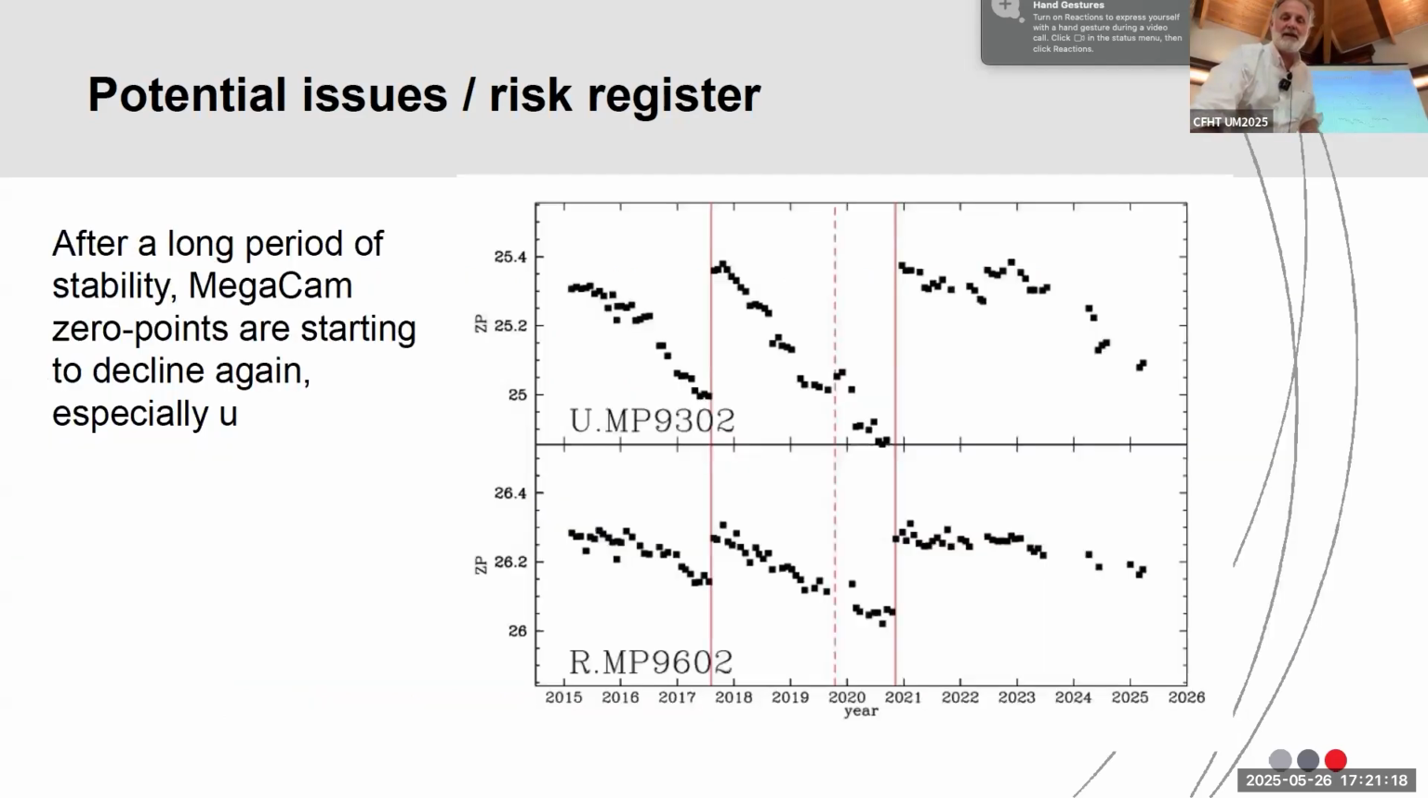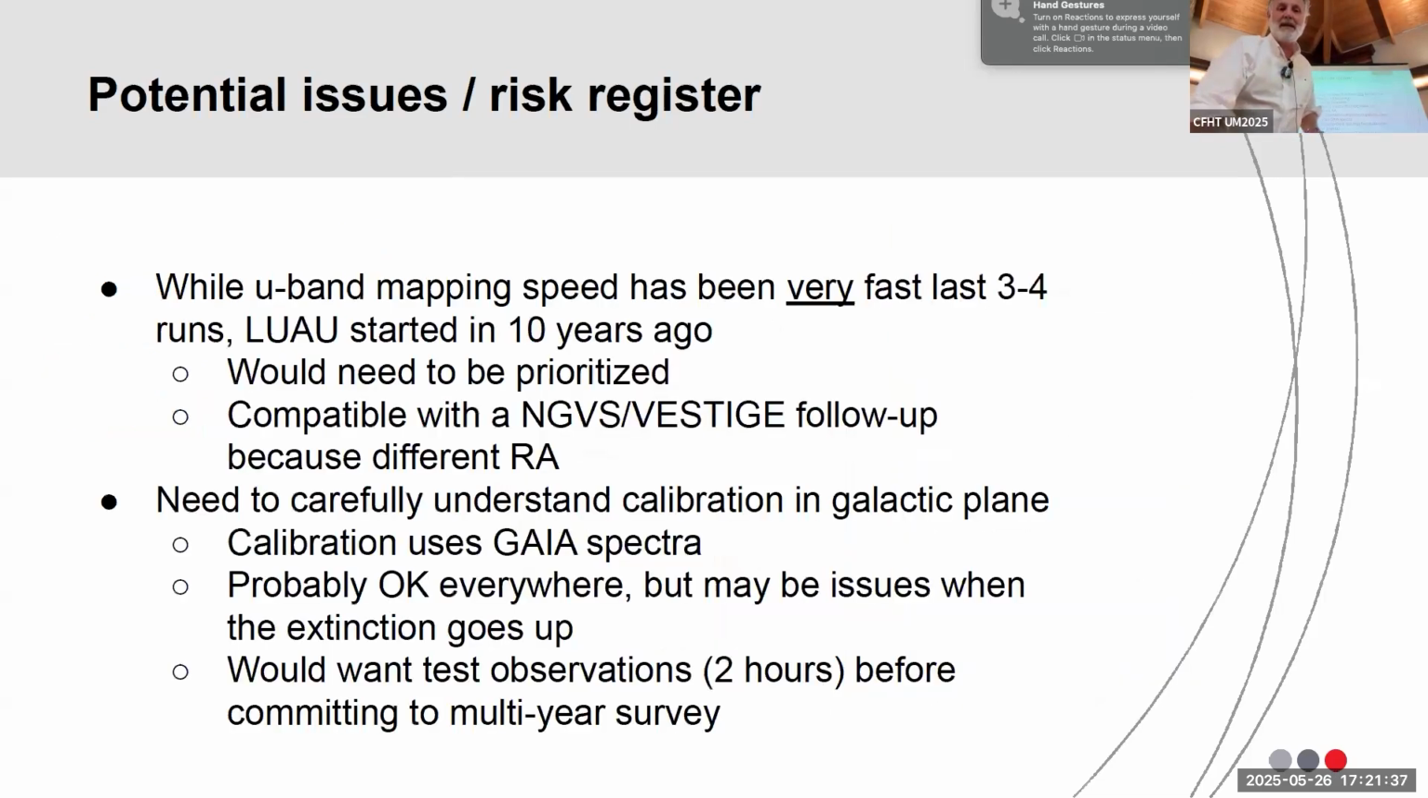And then the other risk is tracking the U-band zero point over the years. There was a bit of a crisis about 5 years ago where the mirror coating of CFHT was degrading such that the U-band sensitivity was dropping, and it's starting to drop again. It's not as bad as before, but it needs to be watched. And then the final one is the calibration, as discussed, which requires Gaia. That should work right through the galactic plane, but there may be some small regions that don't work.